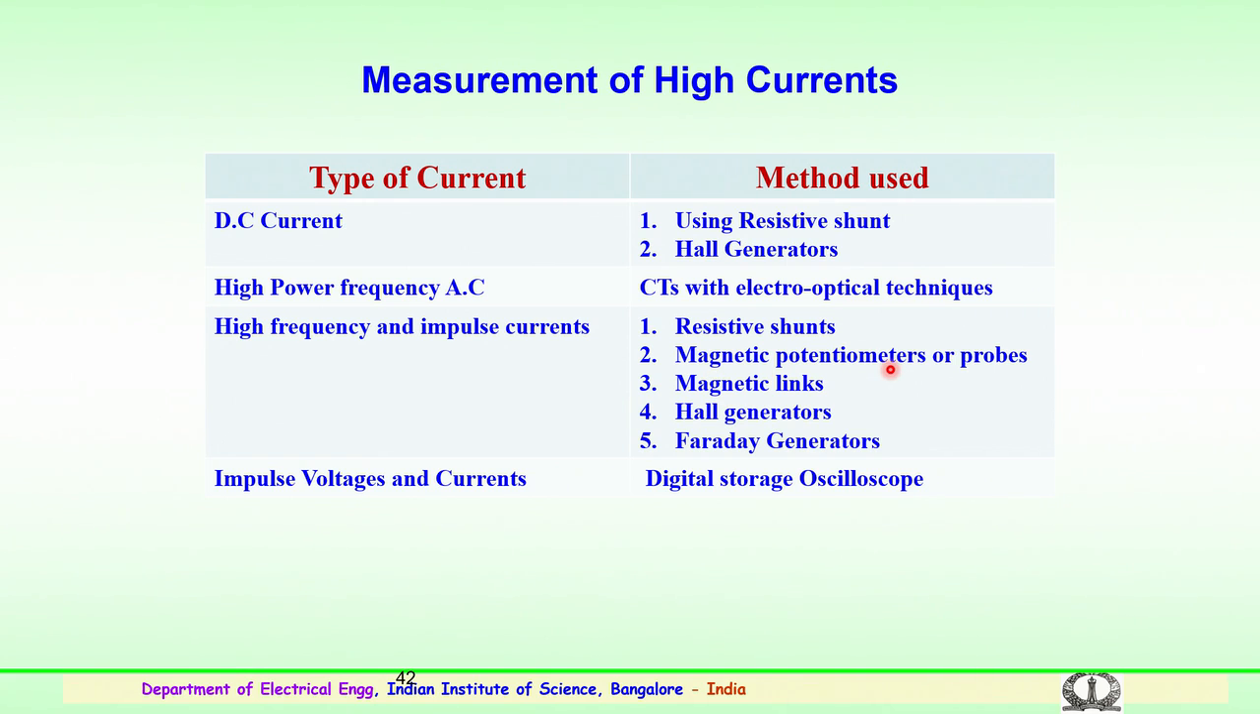The second is the magnetic potentiometers or probes, which could be used for high impulse currents. Magnetic links are again used for measurements of high currents. Hall generators, then Faraday generators. These are some of the methods which are used for high frequency and high impulse current measurements. For impulse voltages and currents, typically for the waveform requirement, you can use either a cathode ray oscilloscope or recent digital storage oscilloscopes with necessary dividers, so that the waveform can be seen and analyzed.